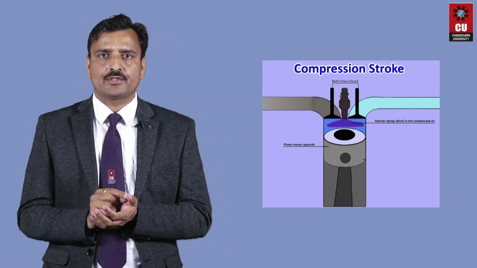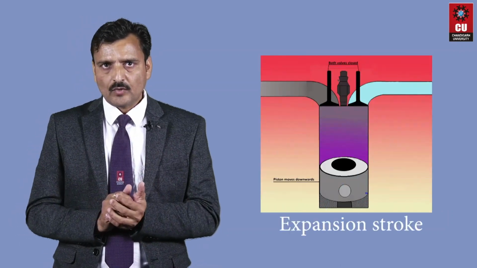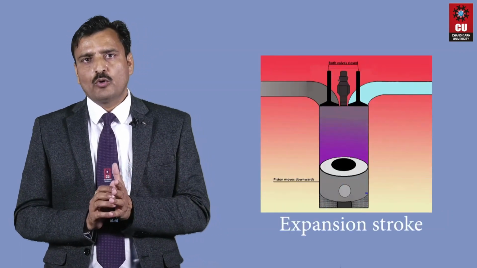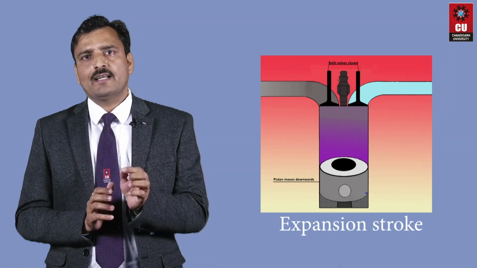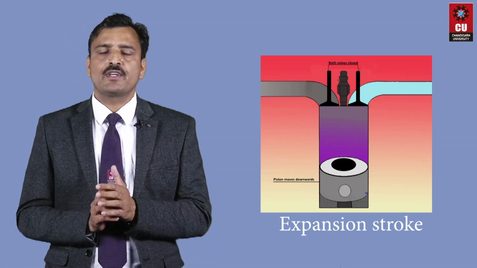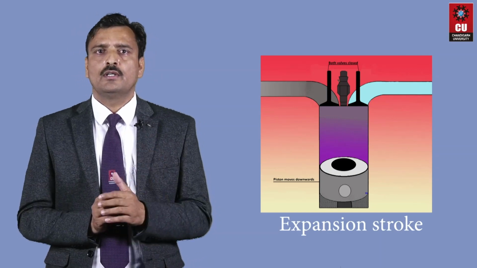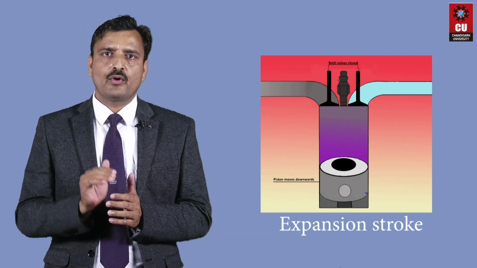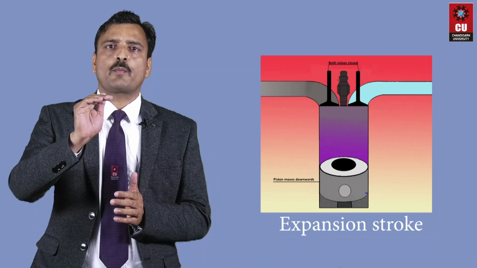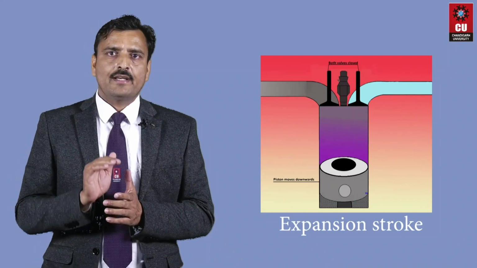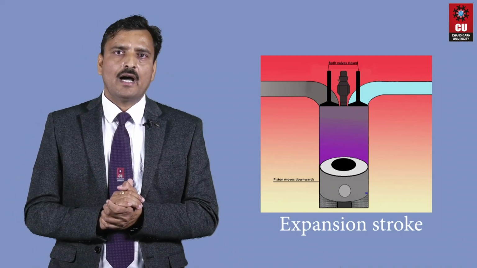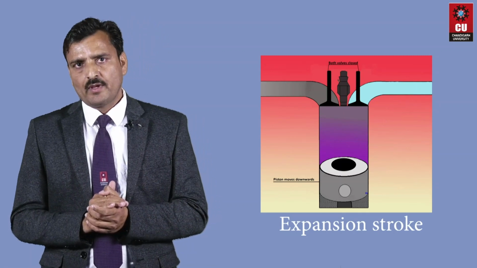completes 1 revolution. And next is the expansion stroke. Both valves are closed and the fresh air charge has been compressed, and fuel is injected through the fuel injector before the piston reaches the top dead center, and the temperature of the air is high enough to ignite the fuel.